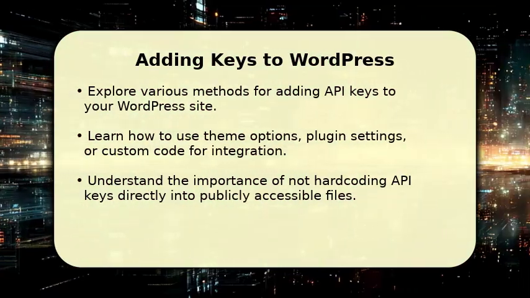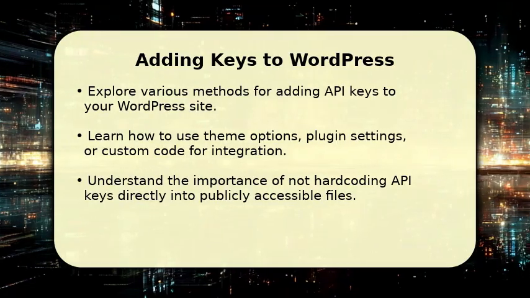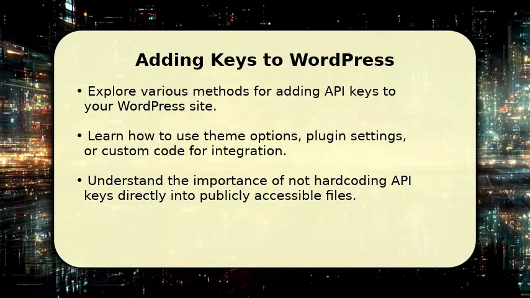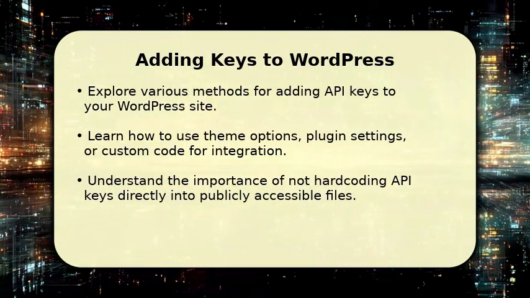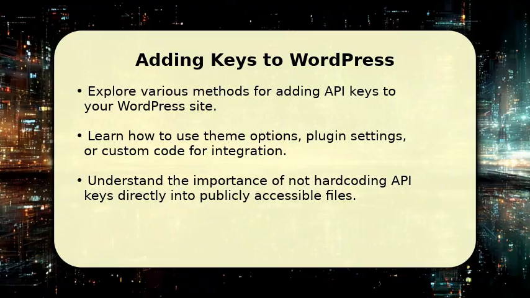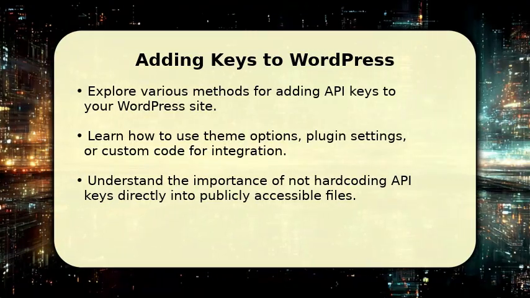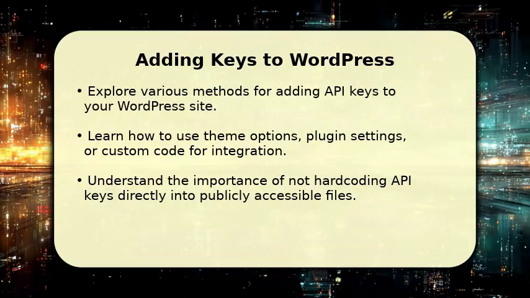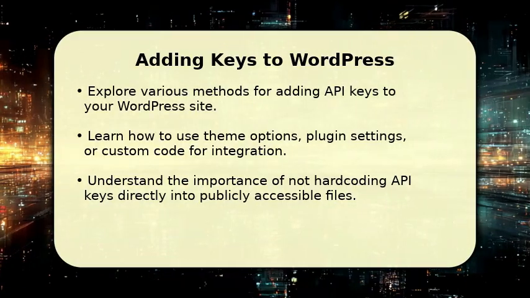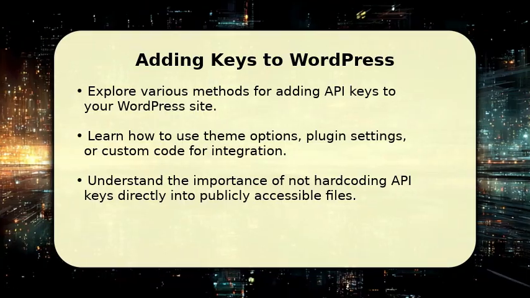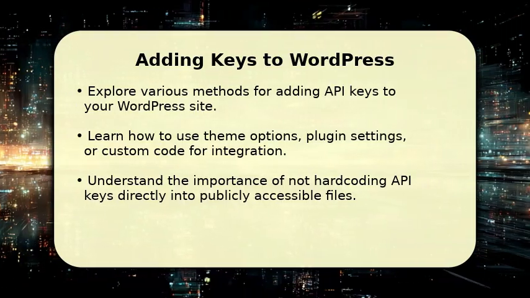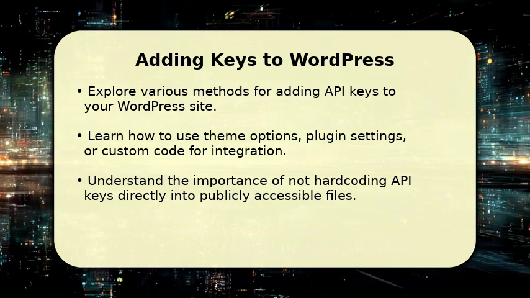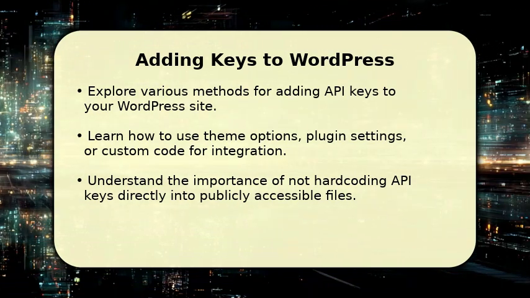Integrating an API key into your WordPress site can be done in several ways. Many plugins and themes offer dedicated fields within their settings for entering API keys, providing a straightforward solution. For custom integrations, you might add the key to your wp-config.php file as a constant, or use a custom plugin to store and retrieve it securely. Avoid embedding keys directly into JavaScript or publicly accessible files to prevent exposure.